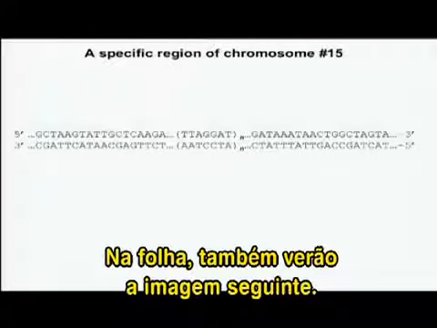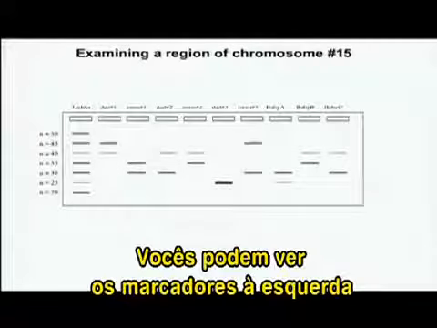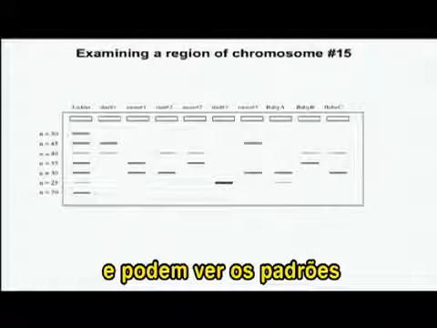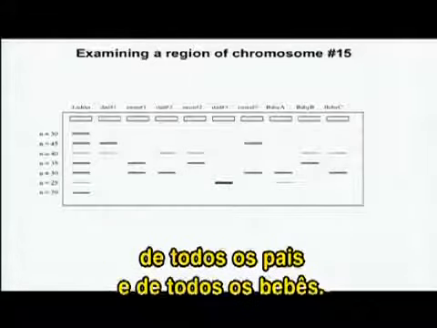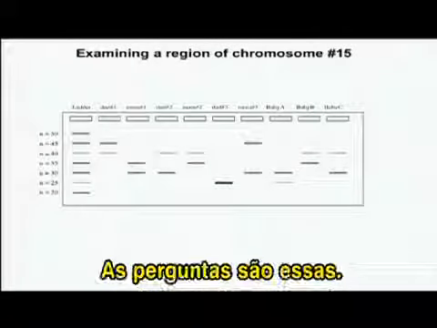On your worksheet, you'll also see the following picture. This is the result of the DNA analysis of chromosome 15. You can see the ladder markings on the left, and you can see the patterns that are given by all of the parents and all of the babies. So what I'd like you to do is answer the questions on your worksheet, and those questions are shown here.